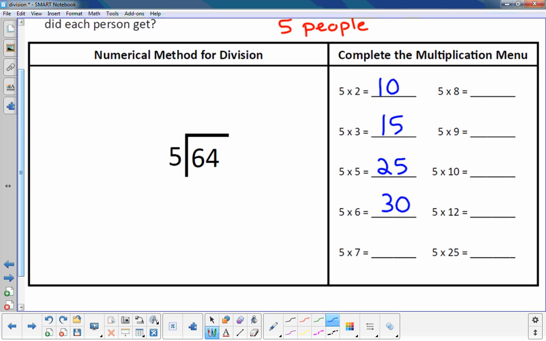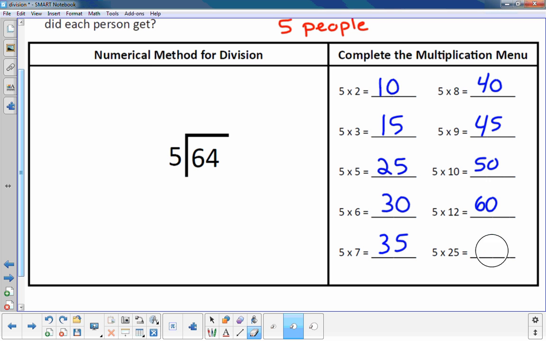30, 35, 40, 45, 50, 60, 75. Oh, that's not 75. I thought it was going to be a 15. I think that's what he wanted. But actually, that's 125. That's a lot.